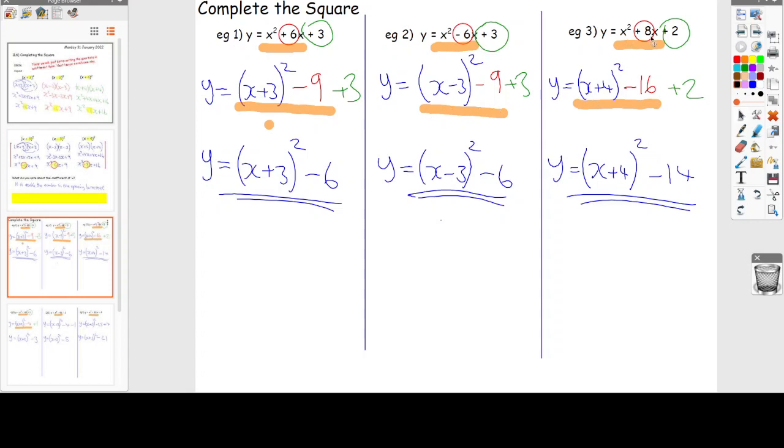So the bits in green are the same. Okay, x squared + 8x is the same thing in example 3 as (x + 4) all squared - 16. You can just double check. Go and do (x + 4) all squared, take away 16, and you will get x squared + 8x.